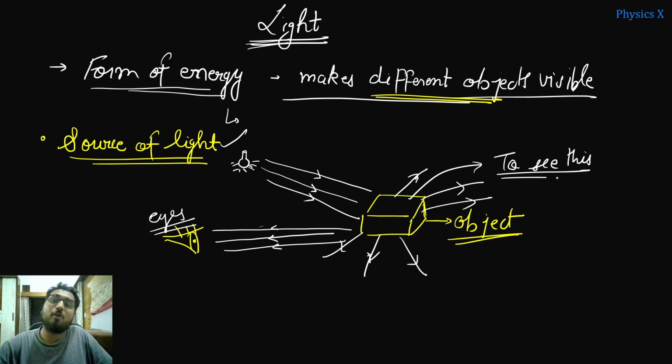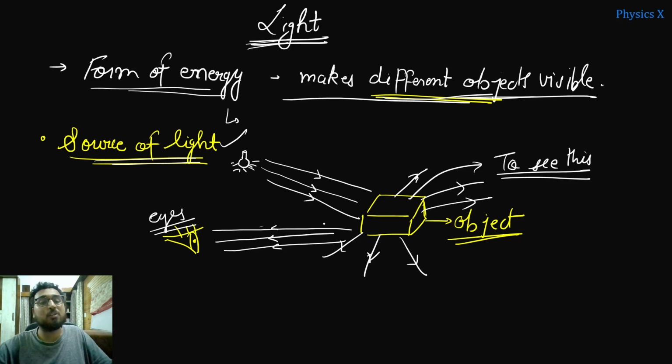So this is how it works. What is necessary for different objects to be visible is a source of light. You are able to see different objects when rays of light strike an object and are scattered in different directions. Some of the light rays reach your eyes, which in turn makes this object visible to you.